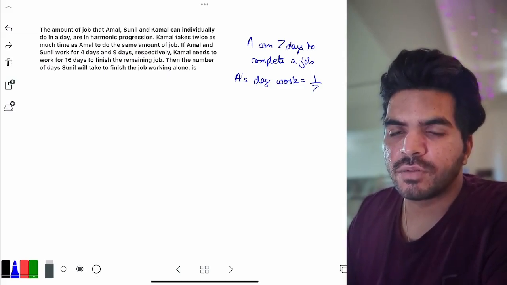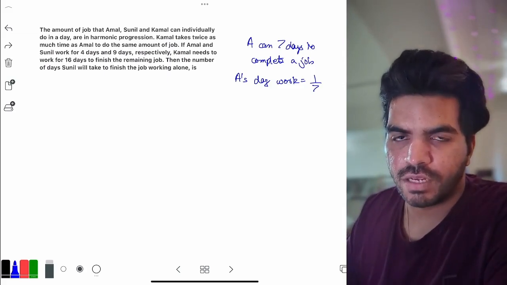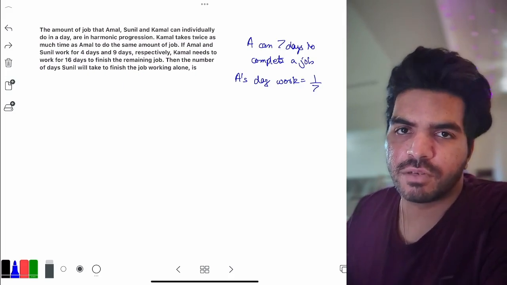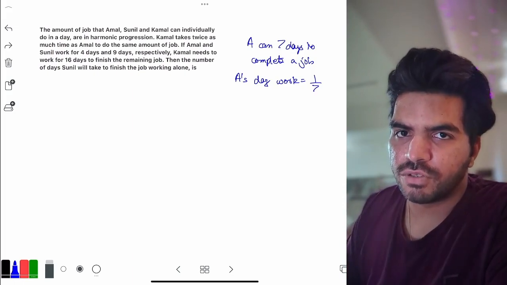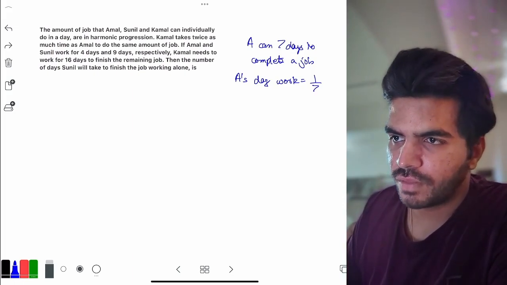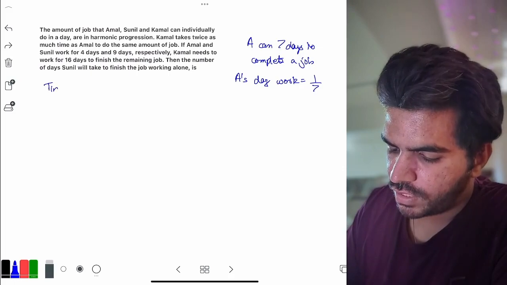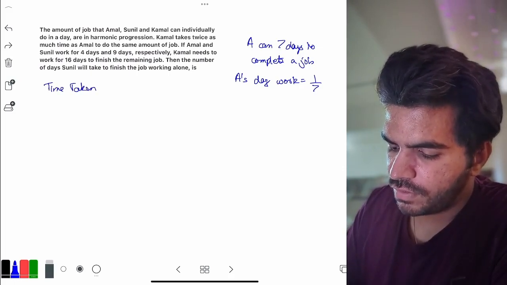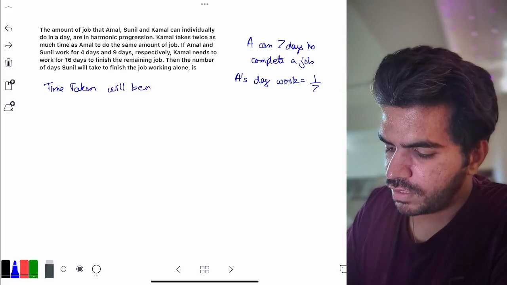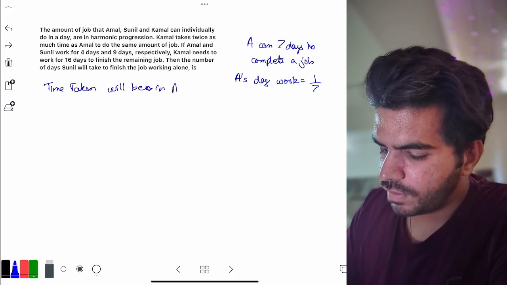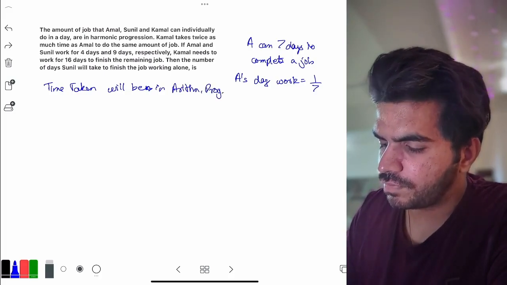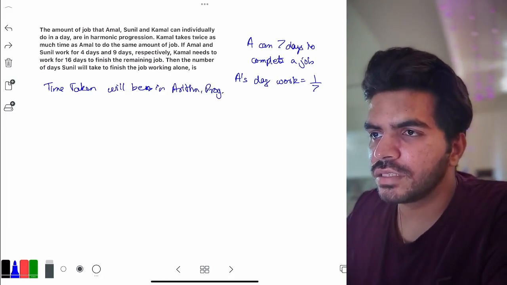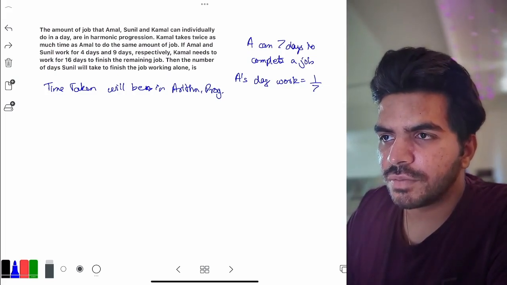And harmonic progression means 1 upon A, 1 upon A plus D, 1 upon A plus 2D. That means the number of days they will take individually will be in AP. So time taken will be in arithmetic progression. That much is clear.